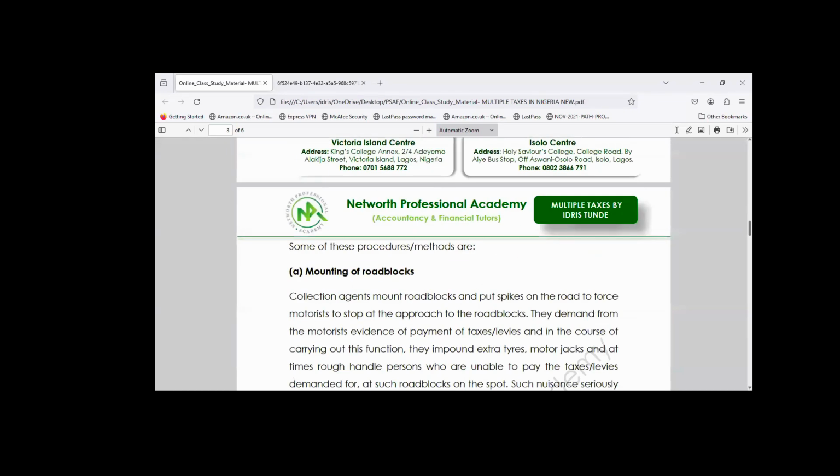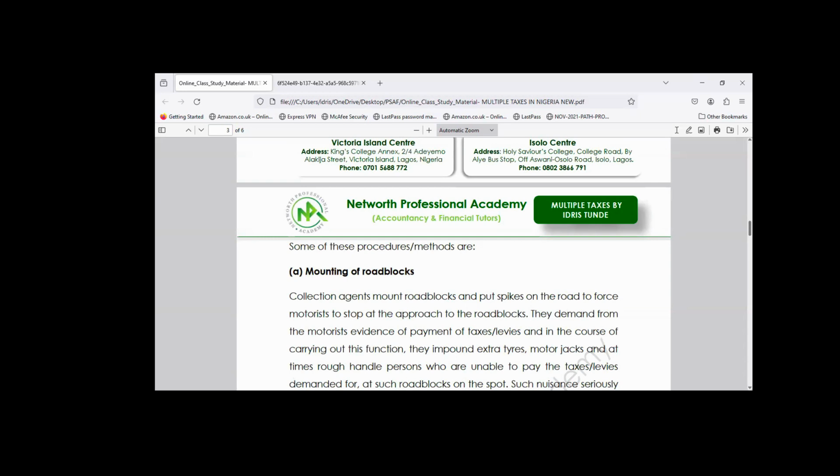So the next heading that we have is methods of collection of multiple taxes. What are the methods that we use to collect multiple taxes? Ideally, there are two methods of collecting multiple taxes in Nigeria. Number one method is mounting of roadblock. Some local governments, when they want to collect multiple taxes from transport, will mount roadblocks.